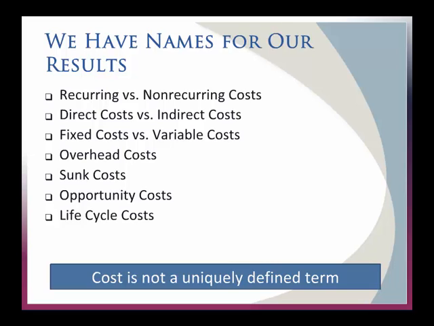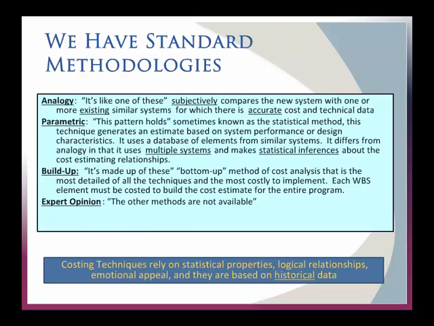There's opportunity costs. If I'm spending my resources doing A, I'm not spending my resources getting ready to do B. There's life cycle costs. There's fixed costs versus variable, direct, indirect. These are all words that you need to know something about, at least know approximately what they mean. So there's some standard methodologies.